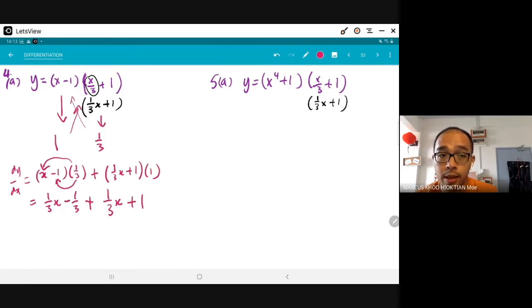Okay, then all you need to do after this is just settle these two. 1 over 3x plus 1 over 3x is 2 over 3x. Minus 1 over 3 plus 1 is calculator work, is plus 2 over 3. So this is the final answer, and it is the same answer as the one in the paper. So I'm kind of wondering what Sean is asking.